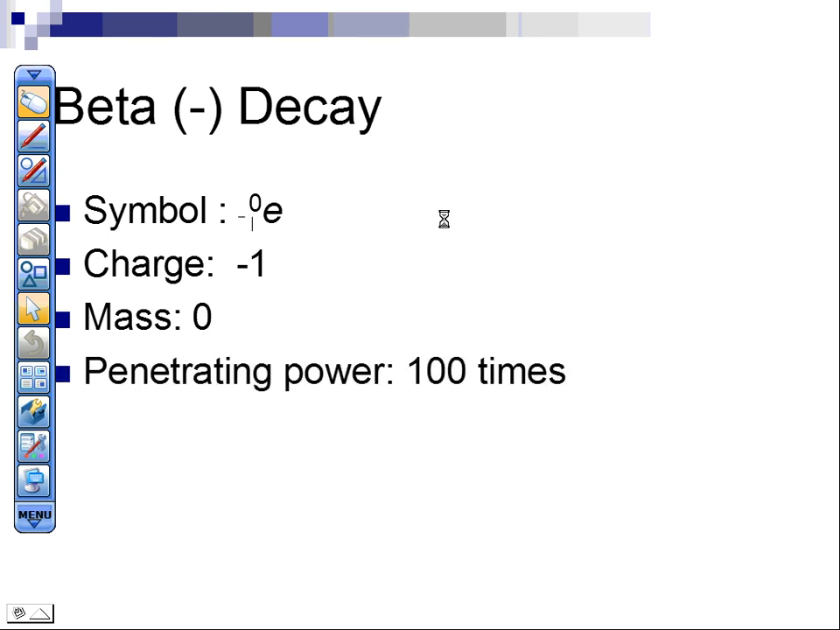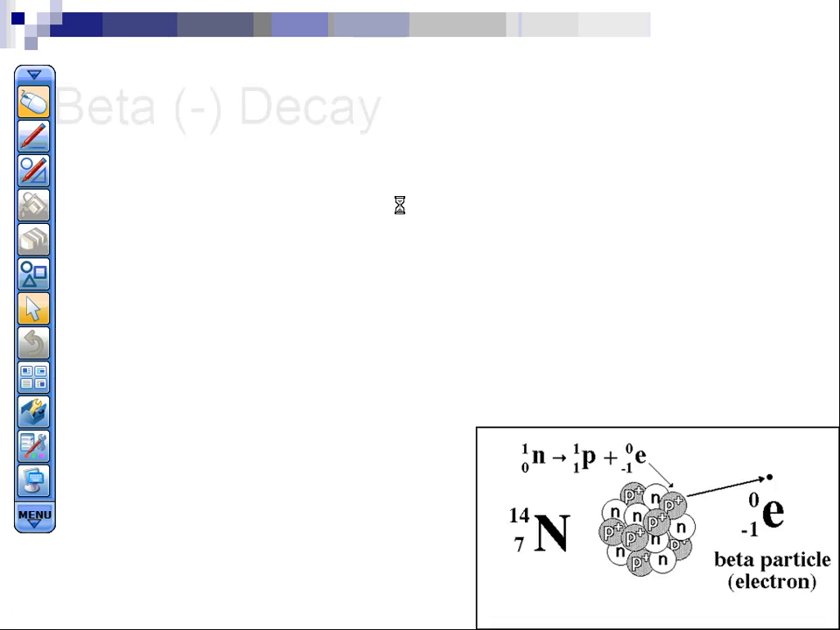It has a penetrating power 100 times stronger than an alpha particle. A beta particle you can block by putting something like a piece of aluminum foil between you and it, but it can still go through your skin if you don't have something to protect yourself from a beta particle.